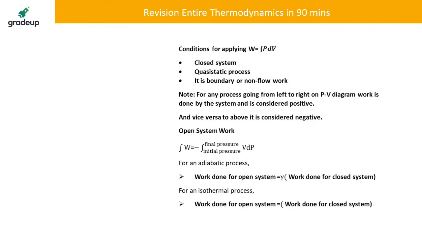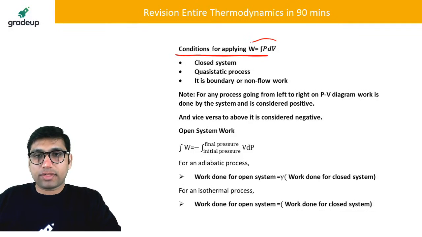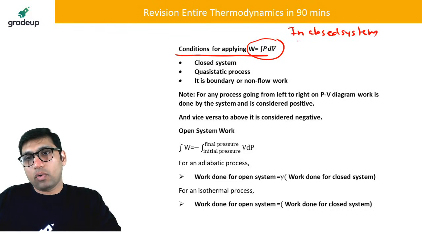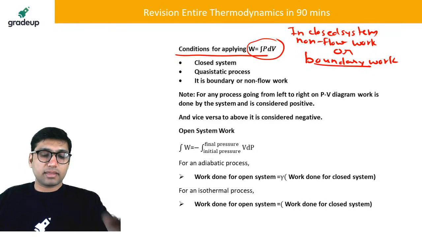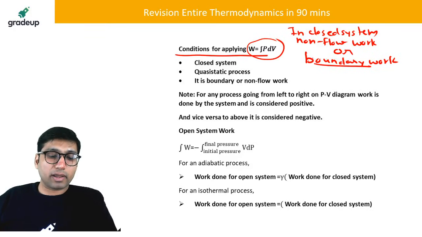Okay. Now let's come to another important aspect of closed system. In the closed system, we study non-flow work or boundary work. Non-flow work or boundary work you study in the closed system. This is the work which we obtain in a closed system, that is called non-flow work or boundary work.